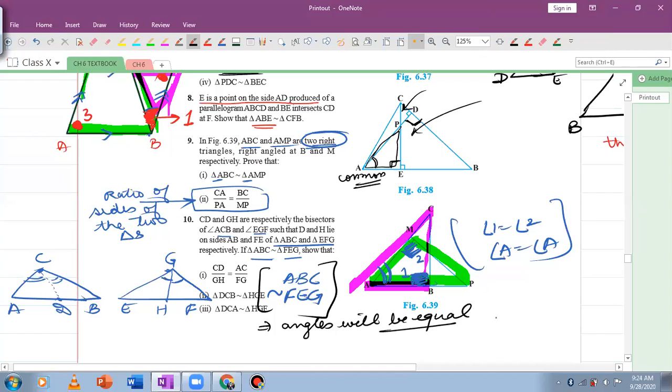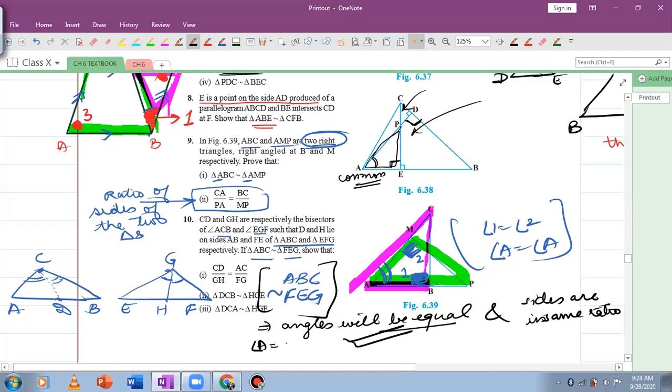When two triangles are similar, there are two things happening. Angles will be equal and sides are in the same ratio. But depending on the question, just observe what is useful. So right now, angles are being bisected. So I'll be talking about the angles of the two triangles.